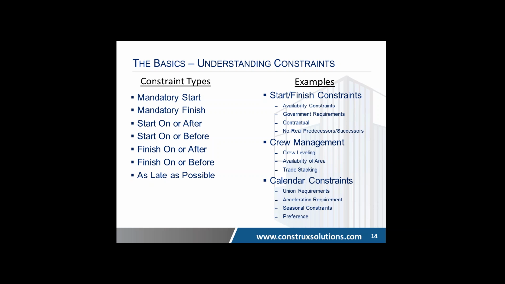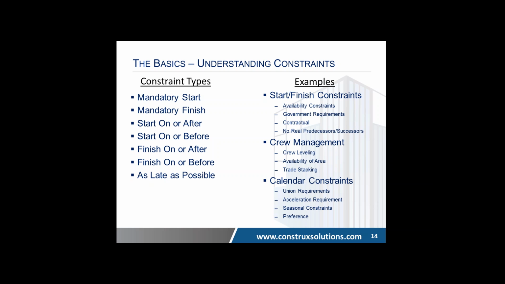Other constraints is crew management. There's crew leveling capabilities in these programs where if activities of a certain trade are stacking up on one another and they're resource loaded, the program will ultimately level these out so that you don't hit numbers that are unachievable. At the same time, you may want to put constraints or relationships in just because of this. You may want to say, okay, we're going to have 2 crews maximum. They're going to have 10 people maximum. We can't be working in 3 areas at the same time, so you have to start adding logic or constraints in there. And trade stacking, availability of the area.